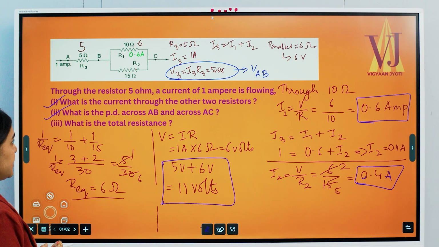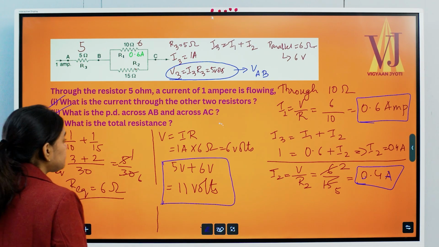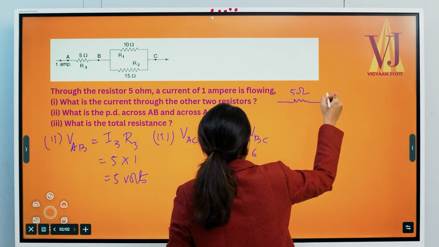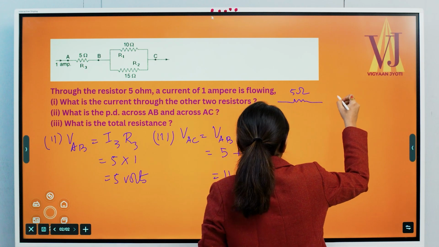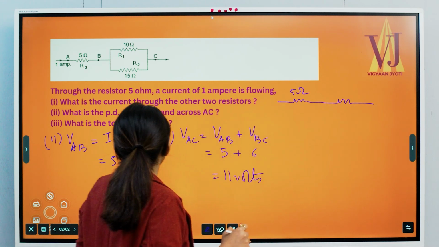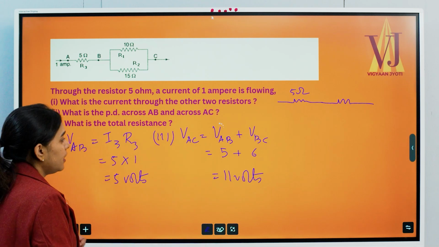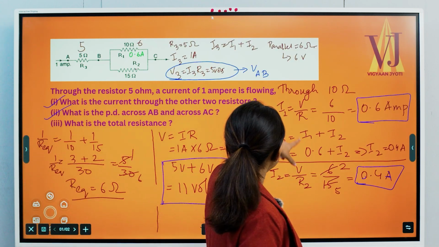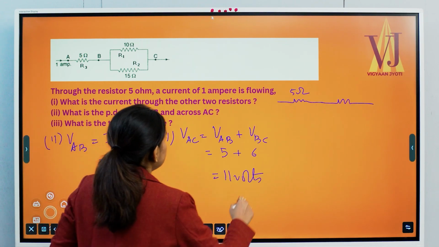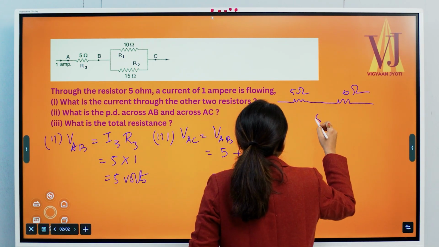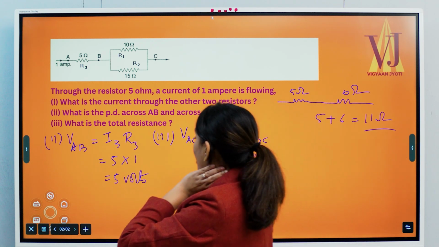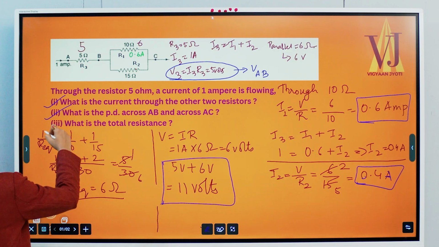Last, what is the total resistance? Yes, this is something that we have not done. So here my resistance is how much? 5 ohm. And my total parallel resistance will be how much? We have calculated 1 by 10 and 1 by 15 in the previous slide. Where is it? Yeah, so R equivalent resistance is 6. So I will just add here 6 ohm. Now these two are in series, so it's total 11 ohm. Clear? So all of the 3 questions are done.